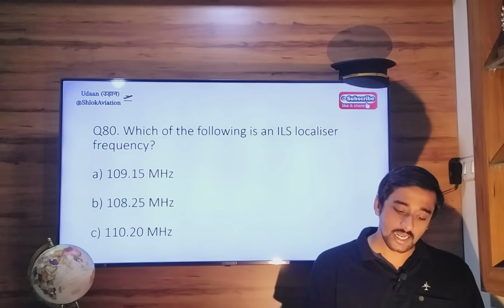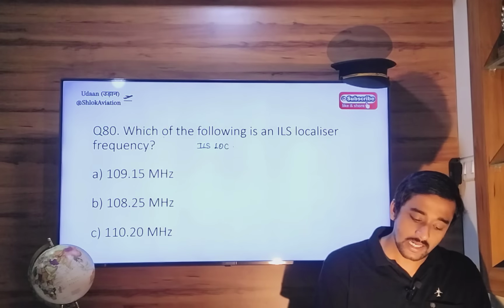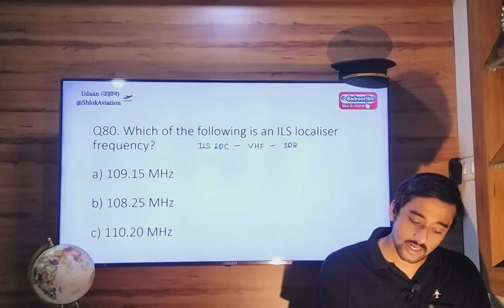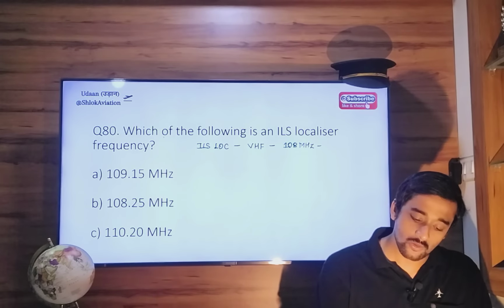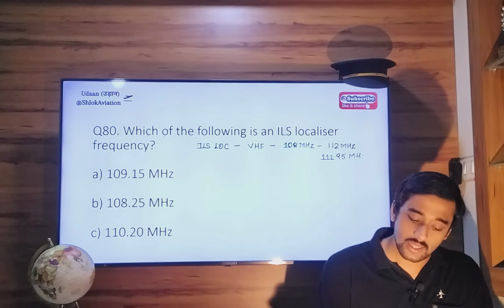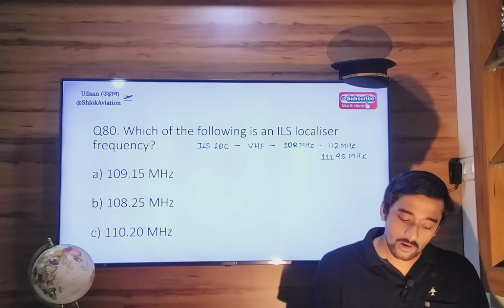Which of the following is an ILS localizer frequency? The ILS localizer operates in the VHF band starting from 108 megahertz, ending at 111.9 megahertz, and it will operate in this frequency band.